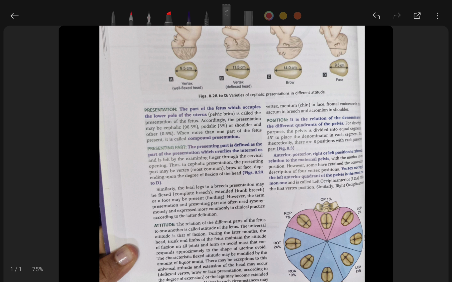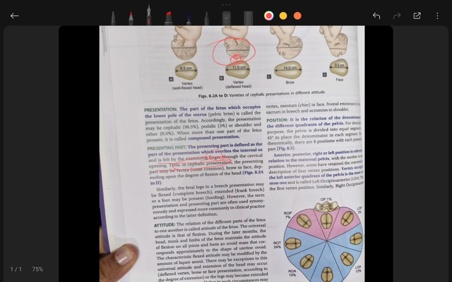Now coming to the presenting part. This is the presentation, and this is the presenting part. The presenting part is the part of the presentation. The presenting part is defined as the part of the presentation which overlies the internal os. This is the uterus. Here you'll have the internal os, and the part which coincides with the position of the internal os will be the presenting part. It is felt by examining with the fingers into the cervical opening.